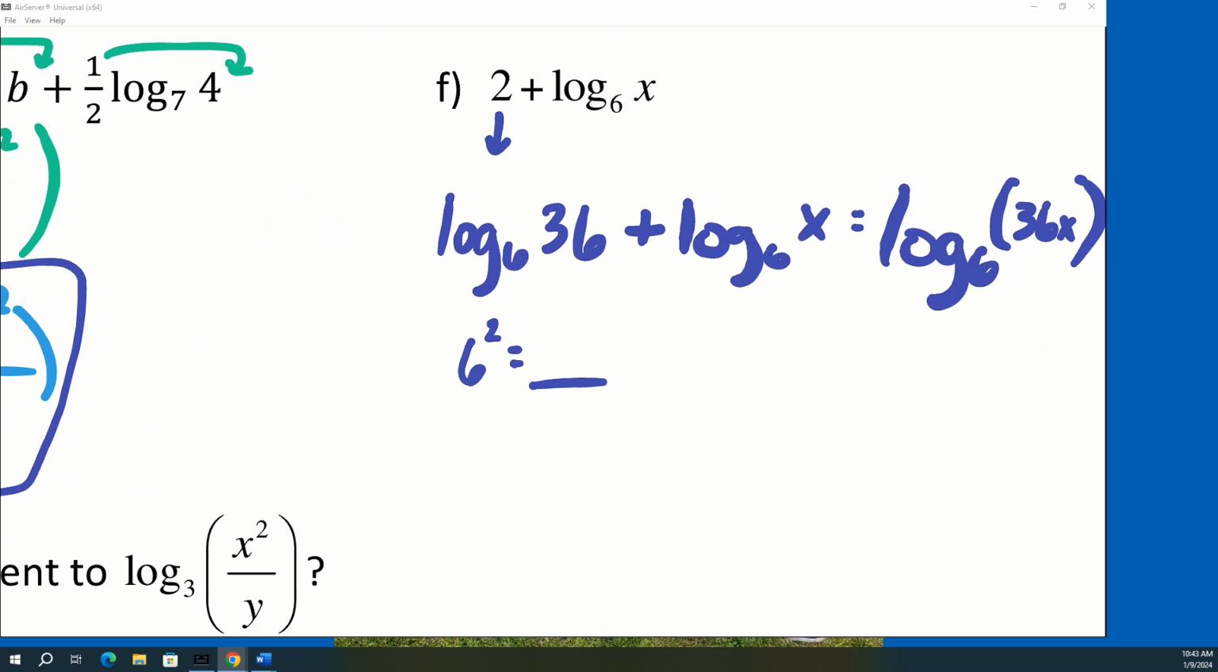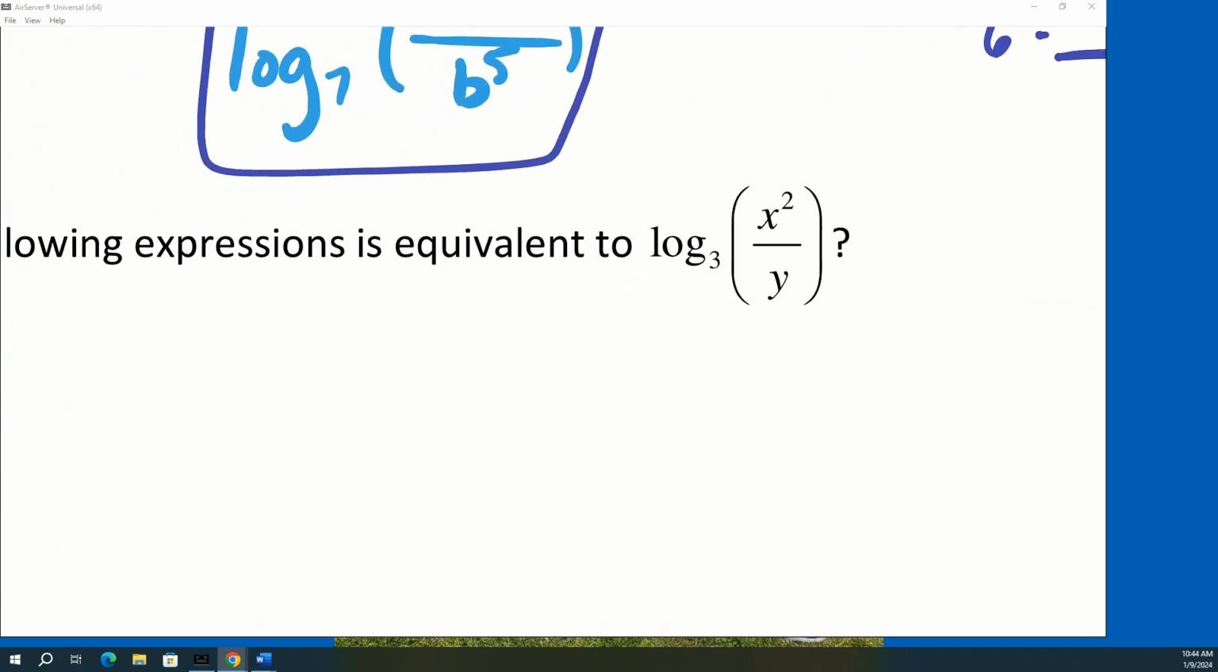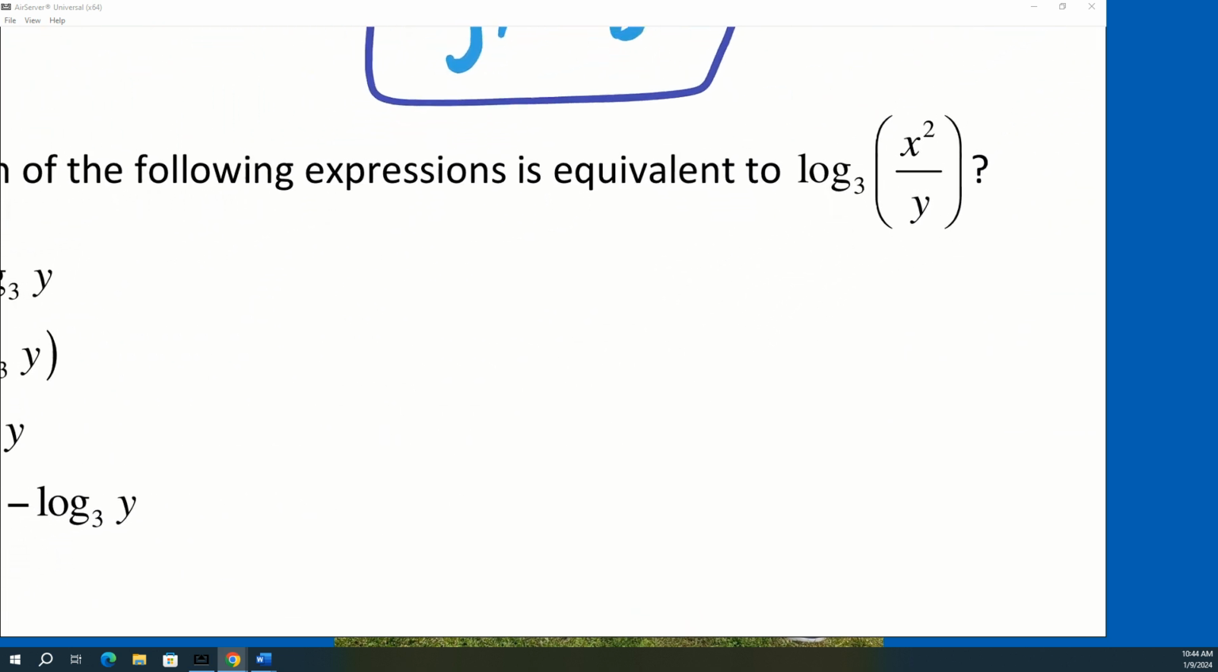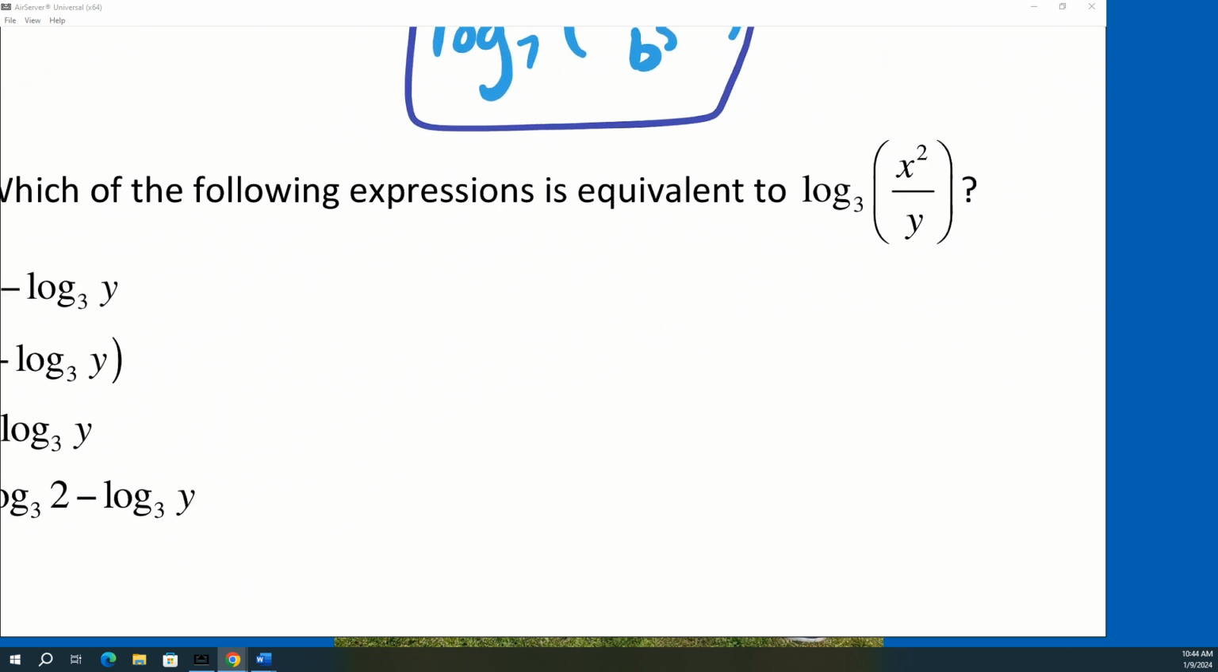Okay, so that's basically the properties, using them to condense, which in my opinion is a little more important for what we have to do in the future with logarithms. But we do need to know how to go the other way also. So example 2 is written as one logarithm. We want to write it as multiple logarithms.